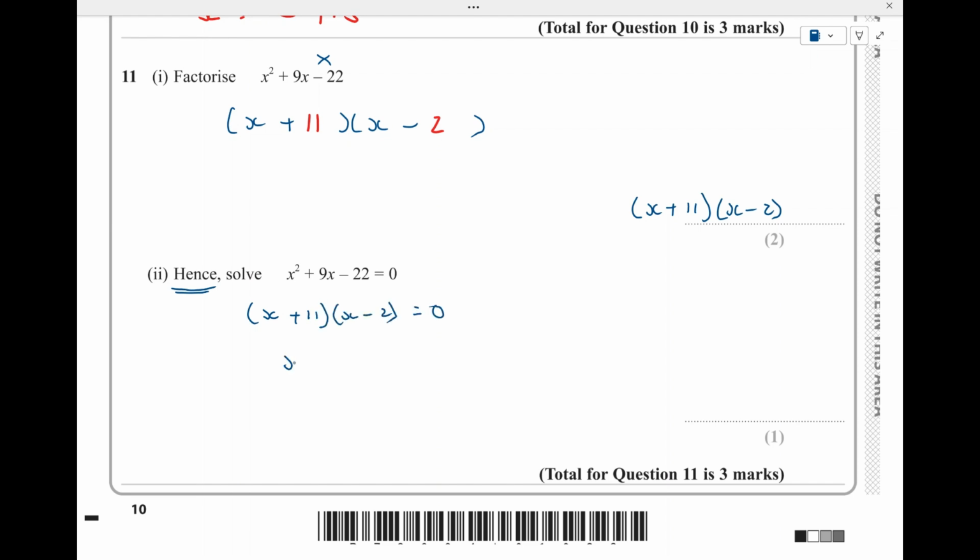And then hence I can work out the solutions. X is going to be minus 11, because that's the value of x which makes that expression equal to 0. Or x can be 2, because that's the value of x which makes that expression equal to 0. And as I hope you know, we need one of those expressions to equal 0, so that their product equals 0. And that's question 11 done.